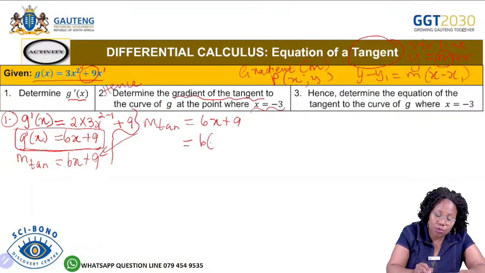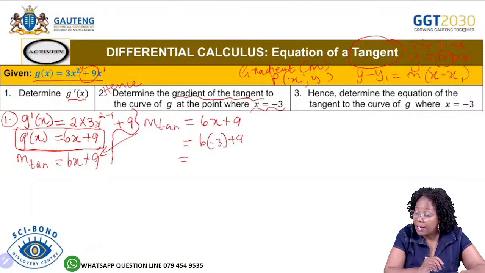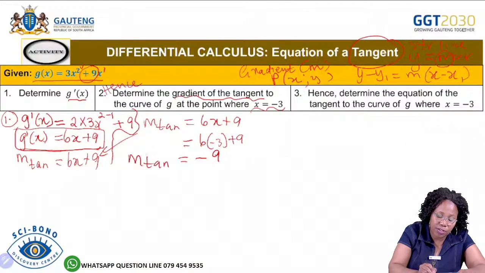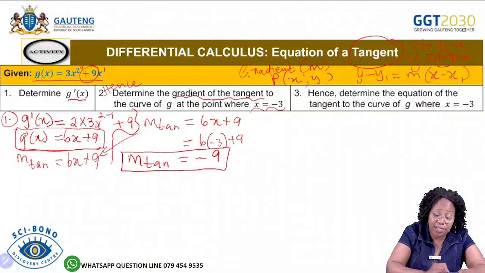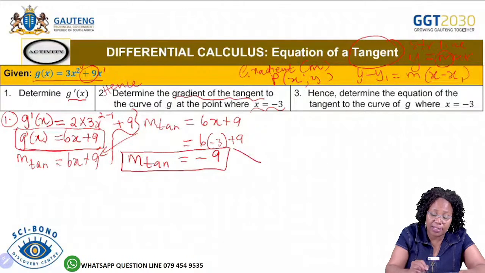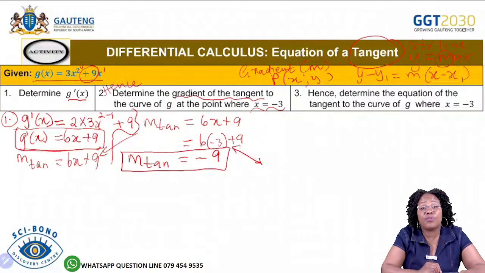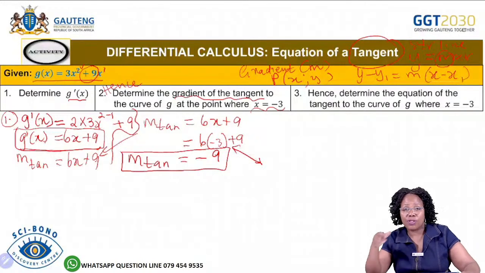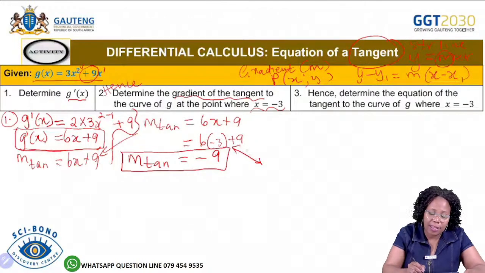Then this will be 6 into -3 plus 9. That is -18 plus 9, which is -9. That is the gradient of the tangent. Can you see the gradient is negative? Obviously, if the gradient is negative, we are expecting the line that is decreasing. Okay, when you have to sketch this by just looking at the gradient, therefore it is minus. When you minus, you are reducing, you are decreasing. Therefore, the graph will also decrease for that particular line.